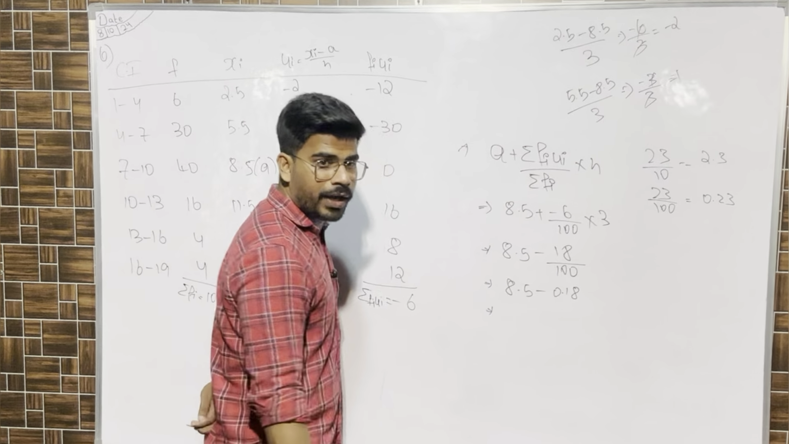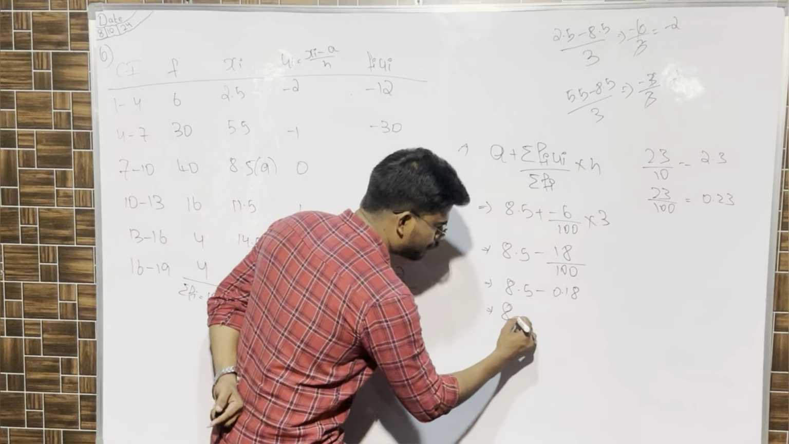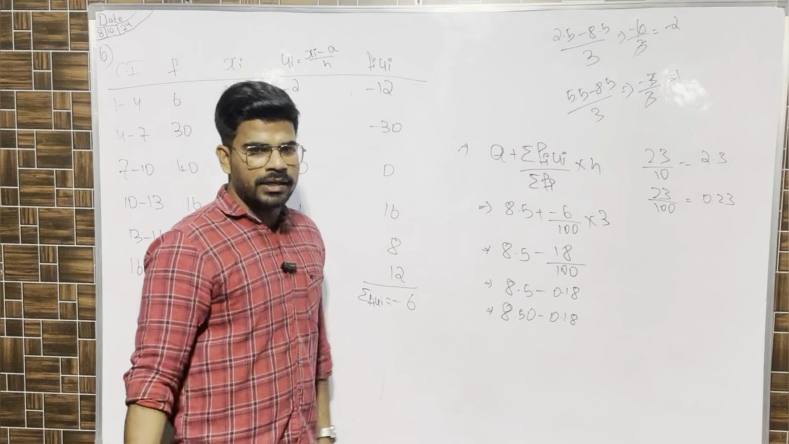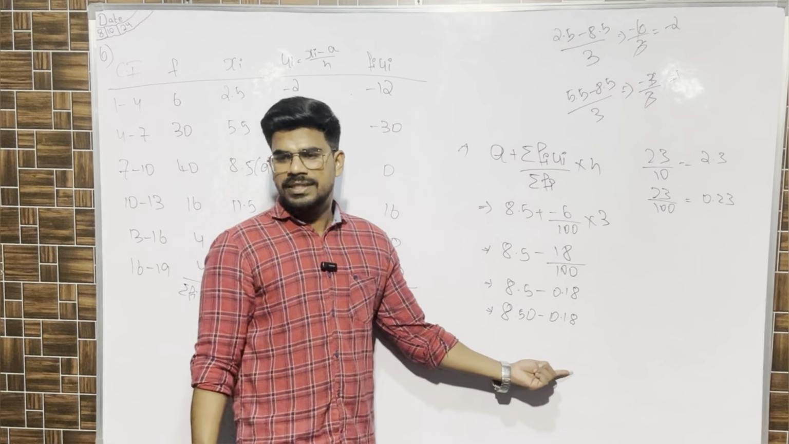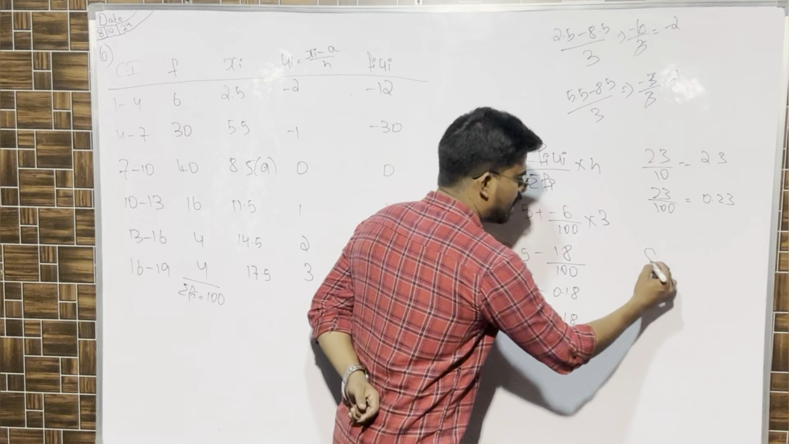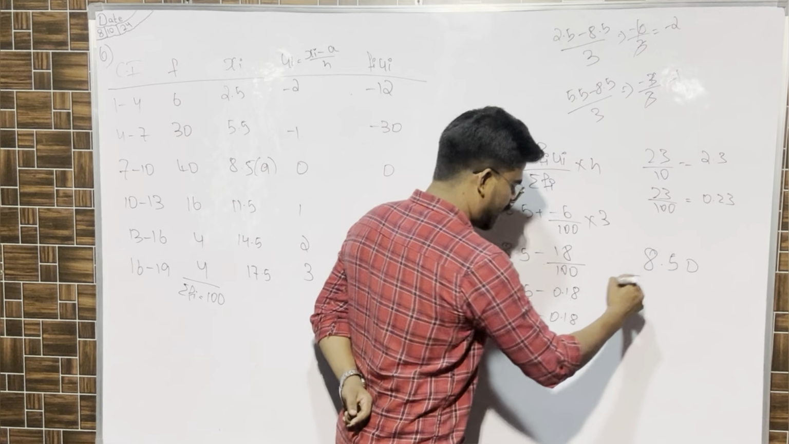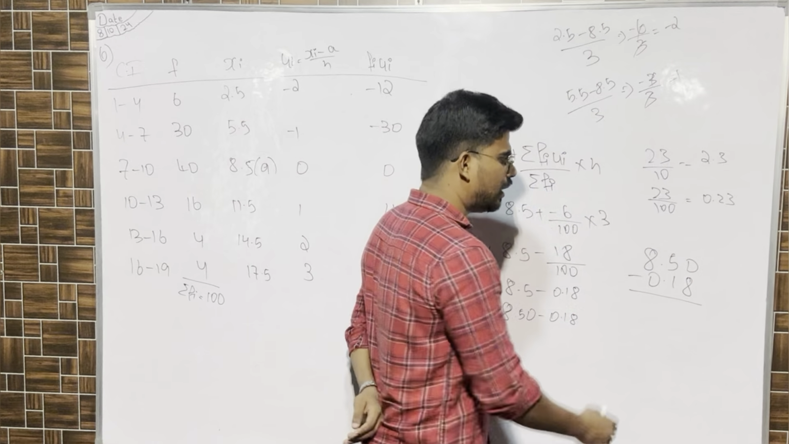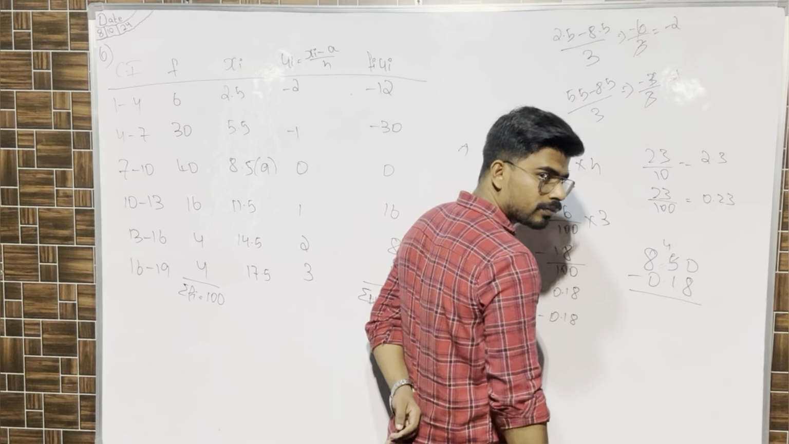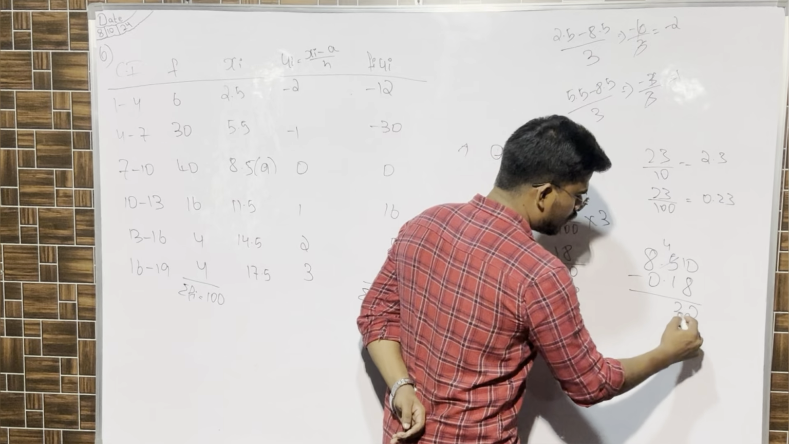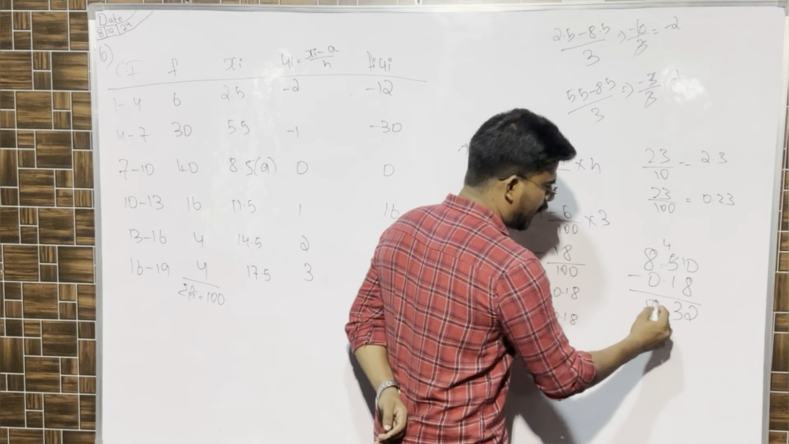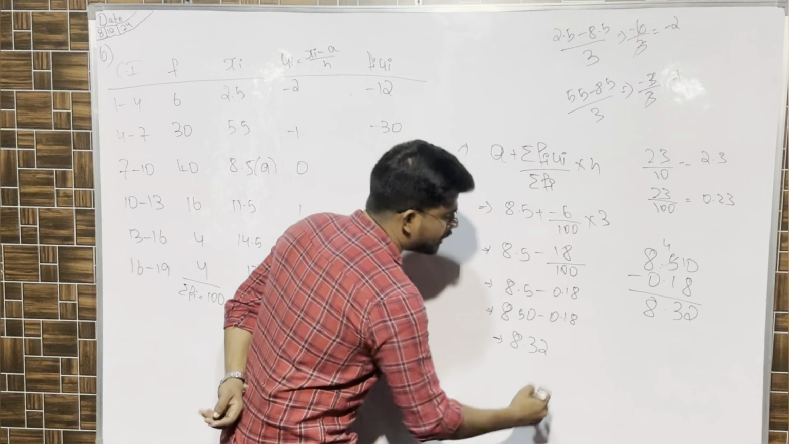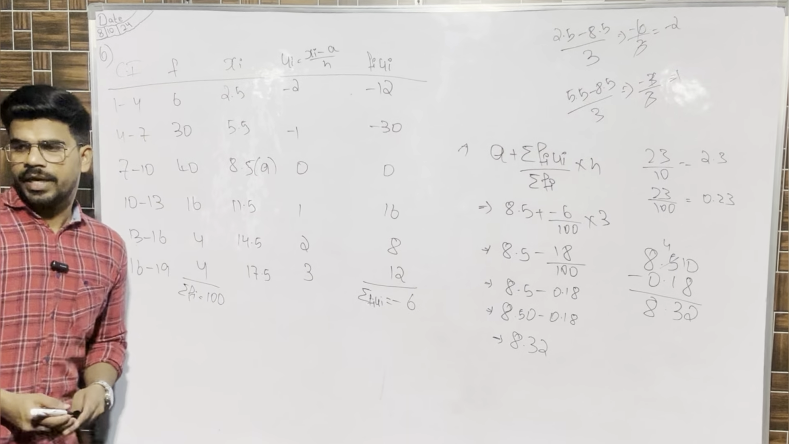8.50, not 8.05. 8.50 minus 0.18. Why did I write it like this? To subtract it in an easier way. So it is 8.50 minus 0.18. Right? This is 8.32. 8.32 is the mean. Right?